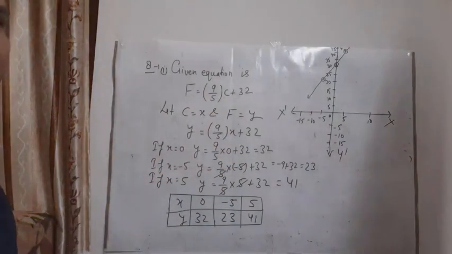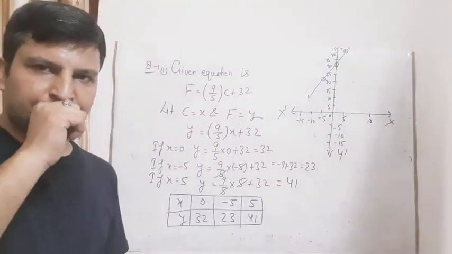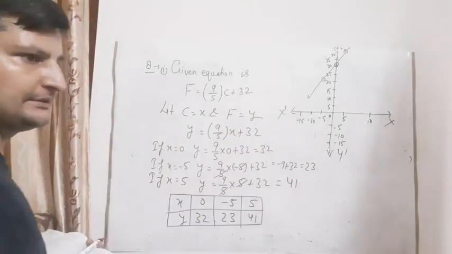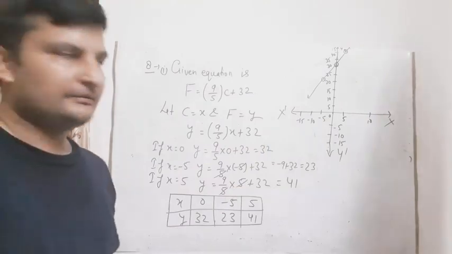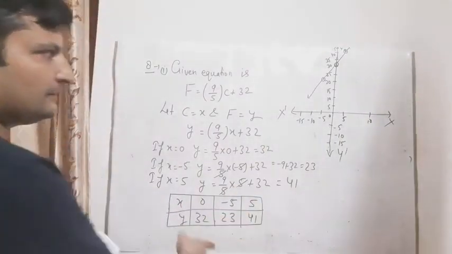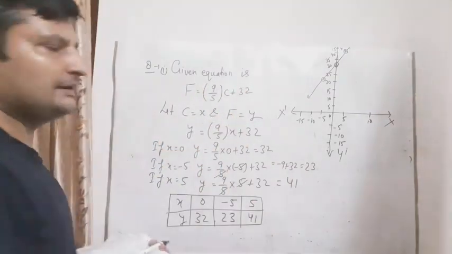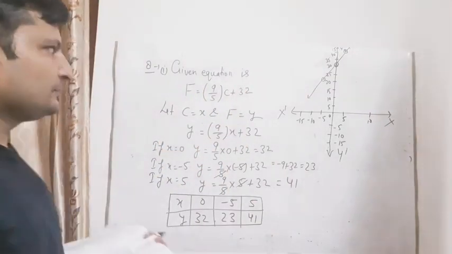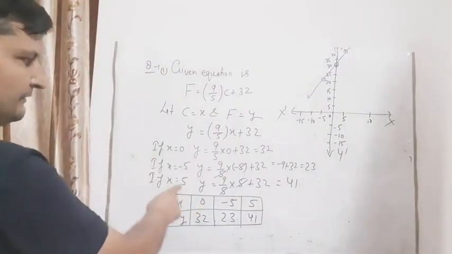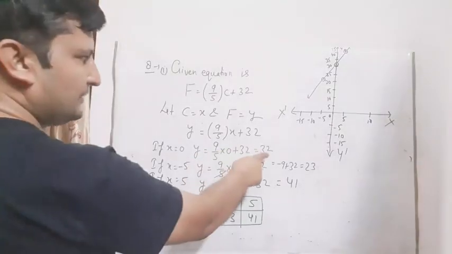Now we have to draw the graph of this equation. For making the graph, we have to make the table first. So what values can we put here to get the graph of this equation? First we put x equal to 0 directly. If I put x is equal to 0, y is equal to 32.